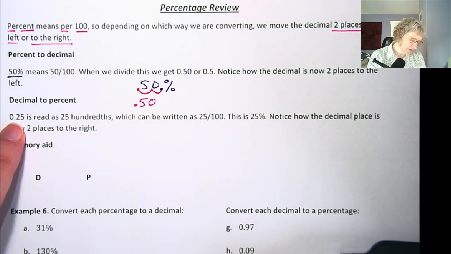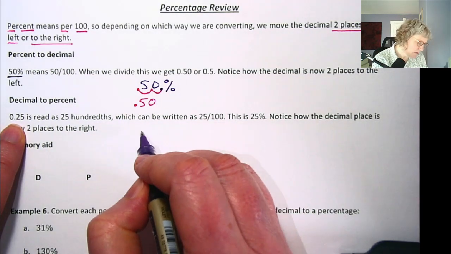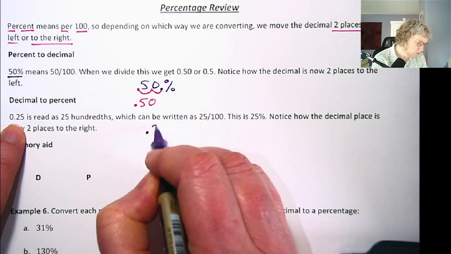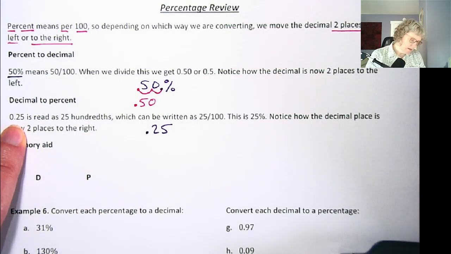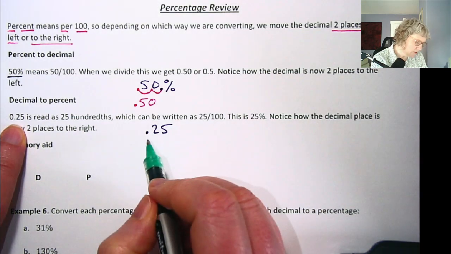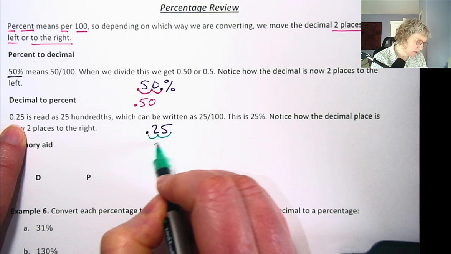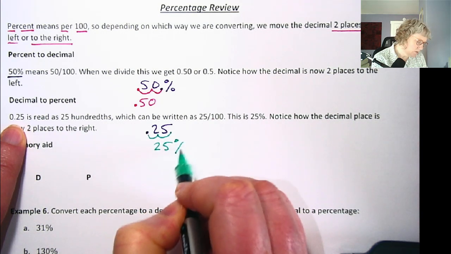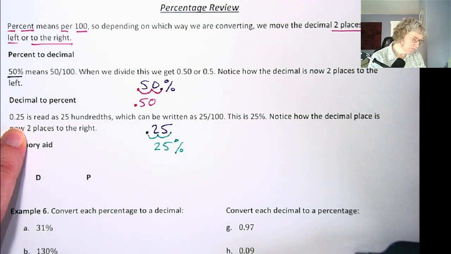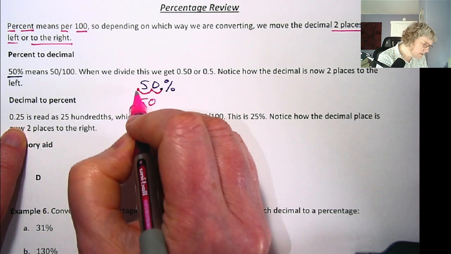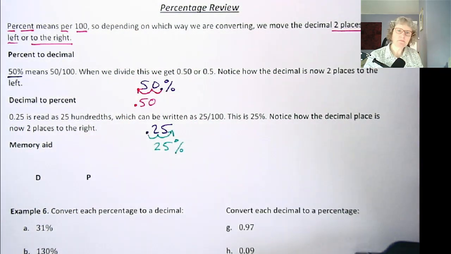So let's actually see what happened to the decimal in that one. We started with 0.25. And then to get to 25%, we need to go to the right. And we end up with 25 whole number percent. I'm going to put my little arrows on here. That one was to the right, and the first one was to the left. Okay, so we are moving the decimal two places either to the left or to the right.